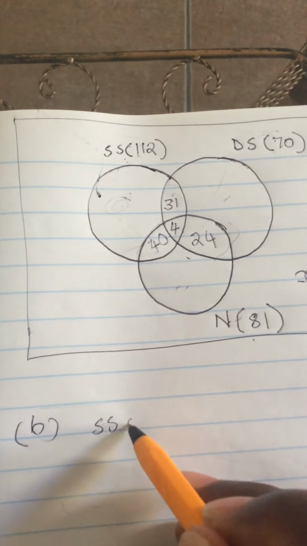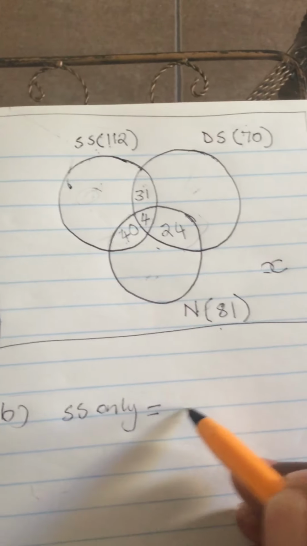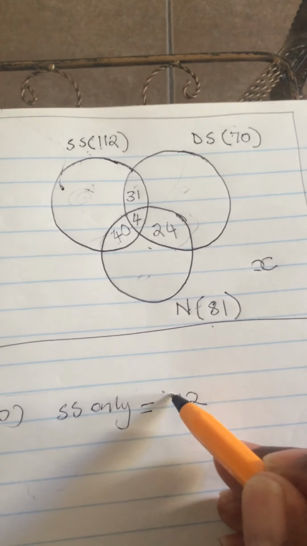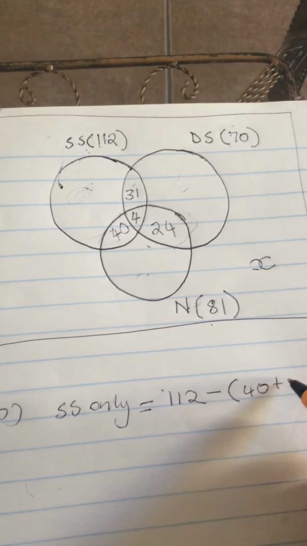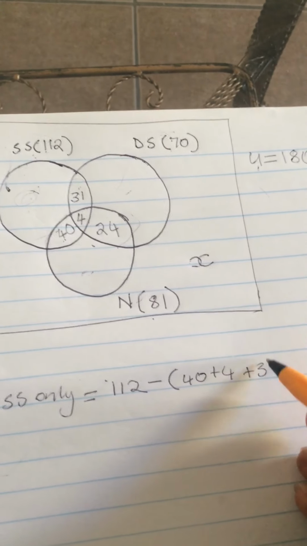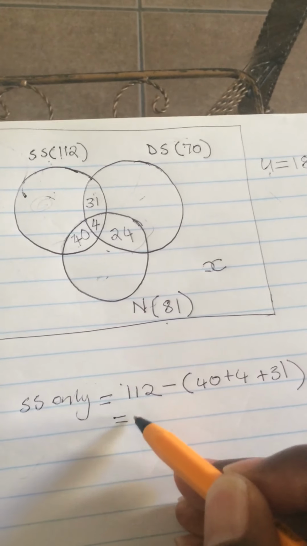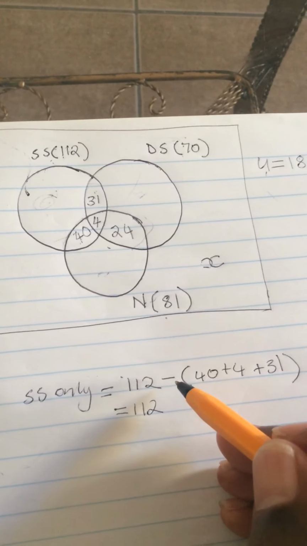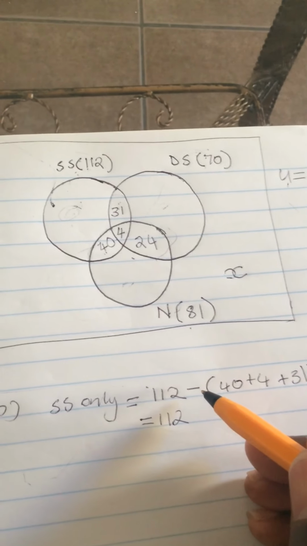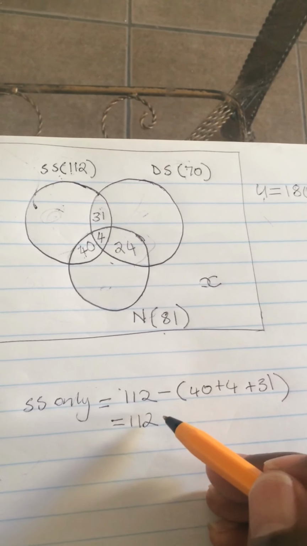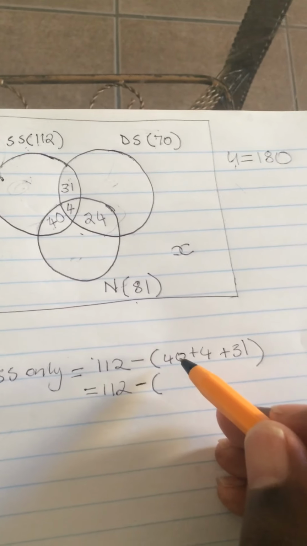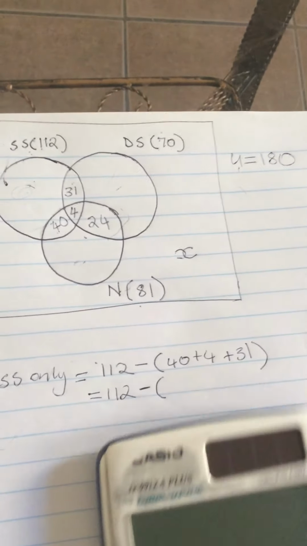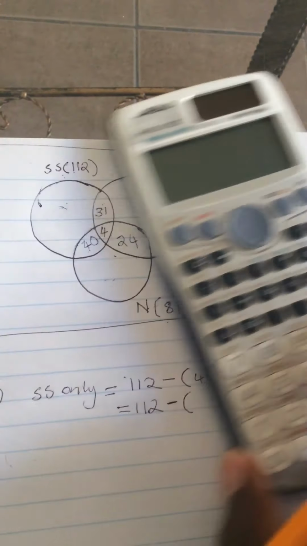SS only equals 112 minus the sum. You must be careful: 40 plus 4 plus 31. That equals to 112. And you must be careful of this subtraction sign. A lot of students make mistakes here. What you do here, you just write the subtraction sign, then you sum up in the brackets first. You work out the brackets, guys. I hope you understand. You work out the brackets.